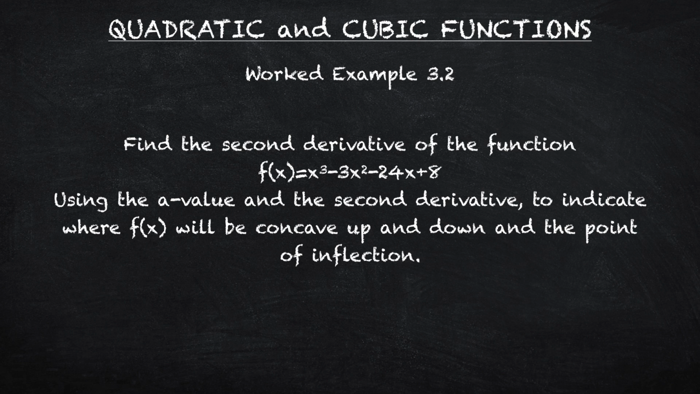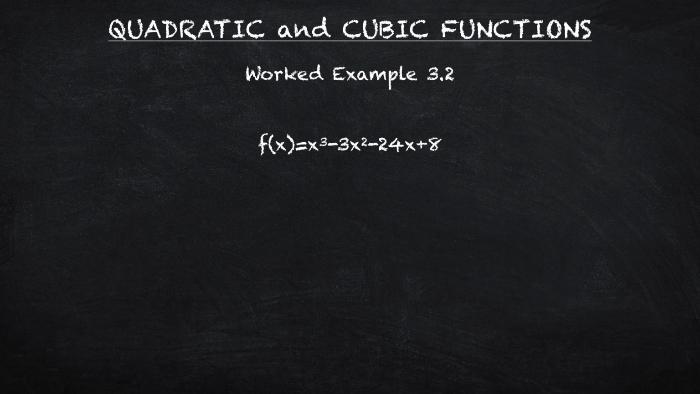Okay, so let's start from our function. We need to compute the first derivative, and the first derivative is this function, 3x to the power of 2 minus 6x minus 24. And then we compute the second derivative, which is 6x minus 6.